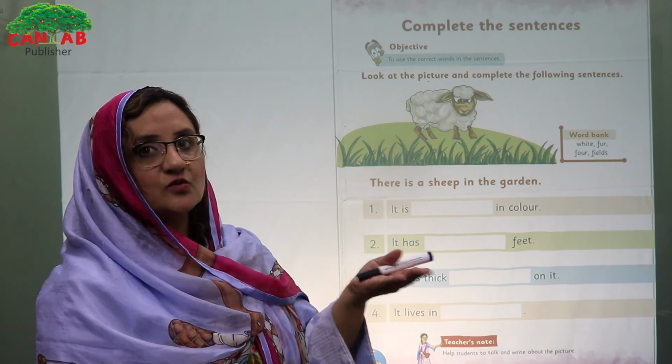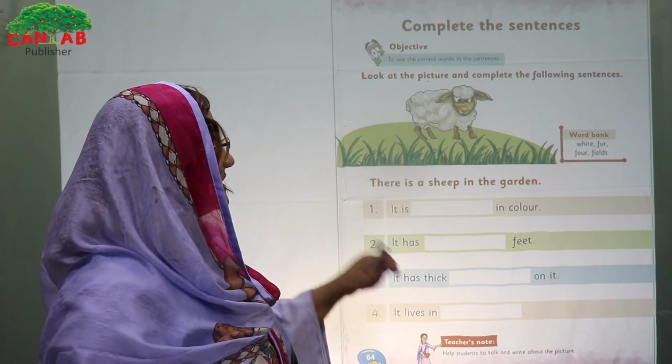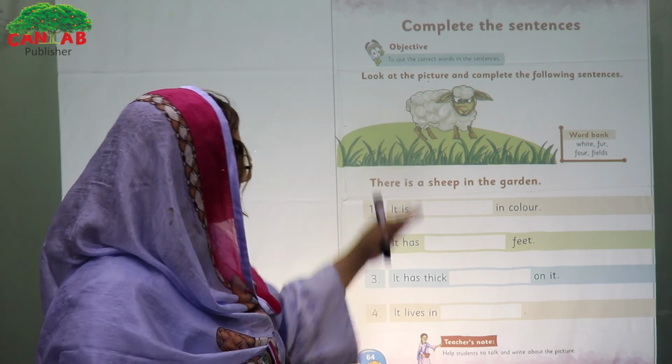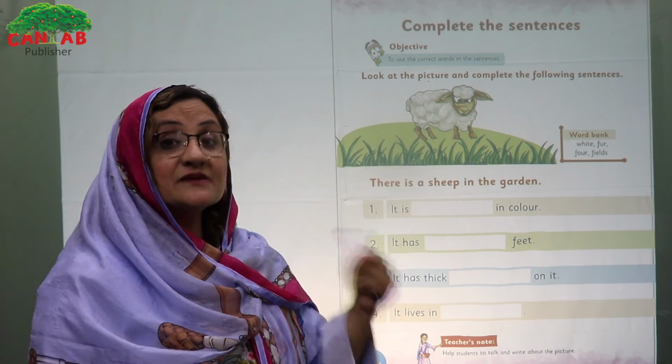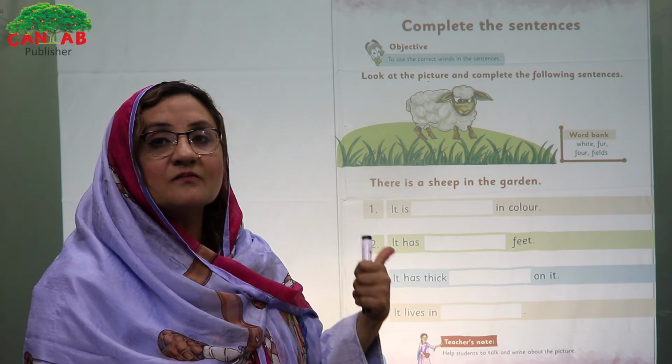For the next period, instead of a sheep, you can put a goat here and ask the students to complete the sentences related to the goat by themselves. It means that finally you have to enable the student to walk on their own.